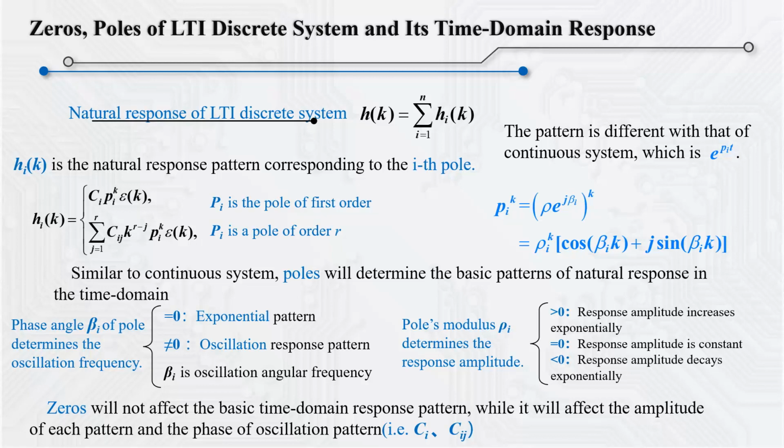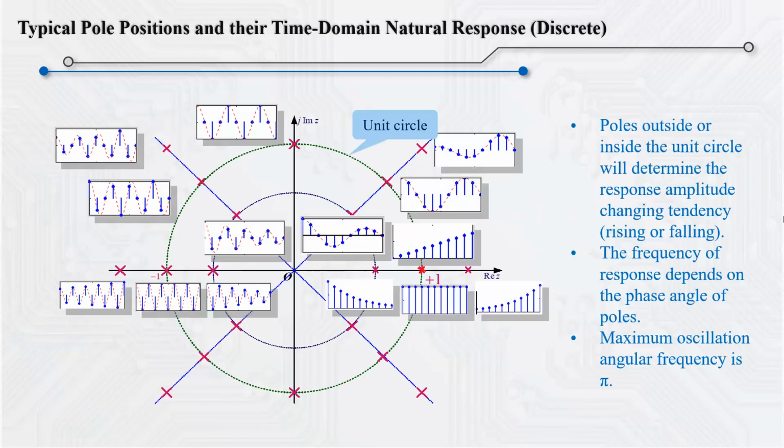The modulus of poles determines the amplitude of the response pattern, while the phase angles of the poles determine the oscillation frequency. Zeros will have the same effect as in the continuous system. They don't affect the basic pattern of time domain natural response. They will change the amplitude of each pattern and the phase of the oscillation pattern.